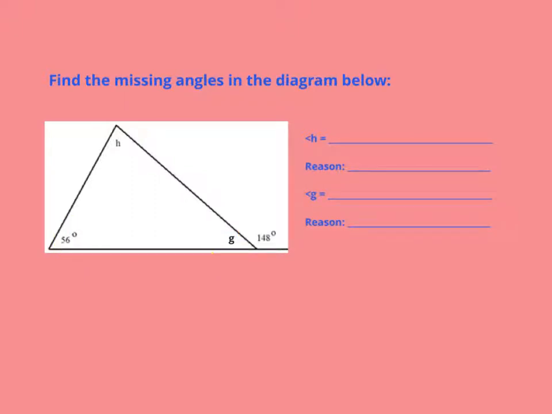I notice that g and 148 are supplementary because they lie along a straight line, and I can draw a semicircle through them. Half a circle is equal to 180, so these add up to 180. 180 minus 148 is 32 degrees because they are supplementary. And now that I know g, I can figure out h. 180 minus 56 minus 32 is equal to 92 degrees, and I was able to figure this out because angles of a triangle equal 180 degrees.